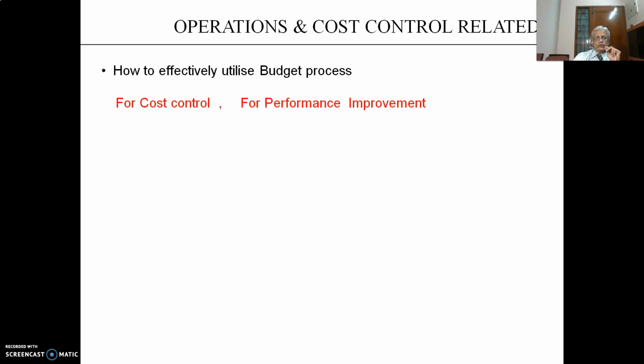Then operations and cost related. Today, most organizations are driven by an enterprise resource planning system, ERP system, that throws out a lot of data about your various operations. This data can be effectively utilized by the finance department for various cost control applications. Which particular product is producing more cost, which particular area is incurring cost, so you can focus on those things and go for cost control initiatives. Or even performance improvement: which SBU is doing well, which SBU is not doing well, and which individuals are doing well. All the performance improvements can be captured through the system.